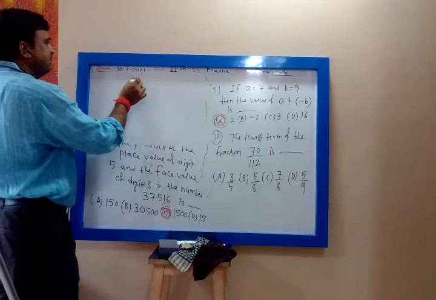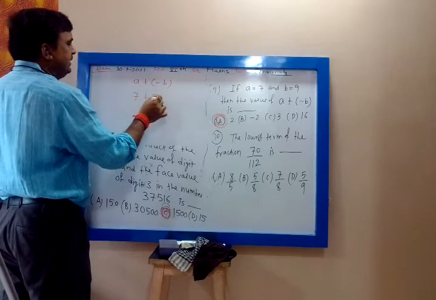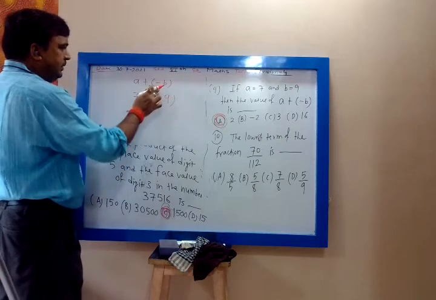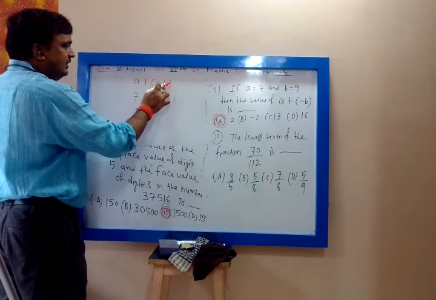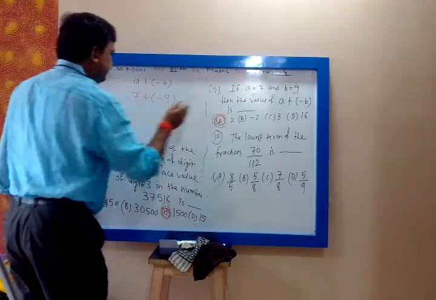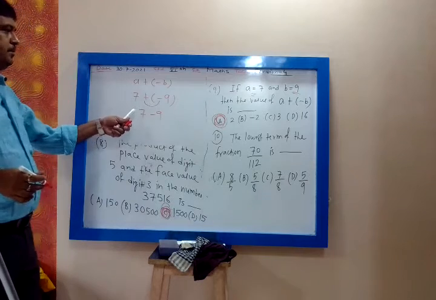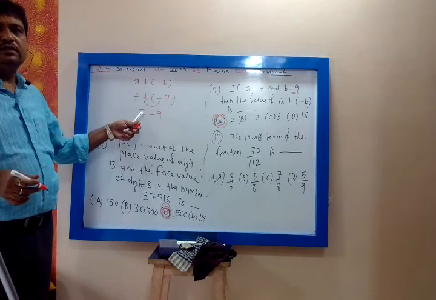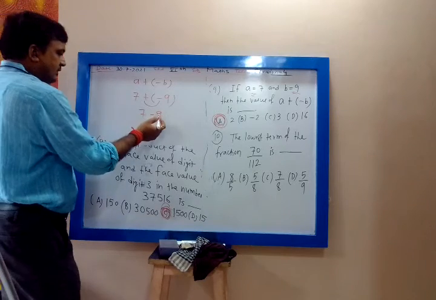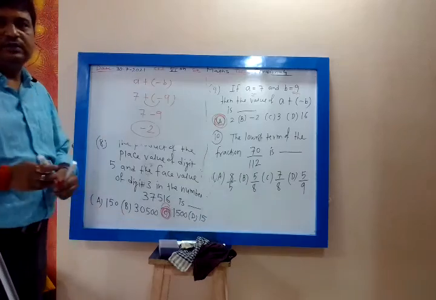Let us check. A plus minus B. What is the value of A? 7. Plus minus B. B is 9. My dear, it is not minus 9. B is 9. If it is minus 9, then minus becomes plus. But B is given 9, plus 9. So plus into minus. 7 minus 9. Now what is the sign of 7? 7 is positive. 9 is negative. Opposite sign, you have to subtract. 9 minus 7 is 2. So minus 2 is the answer.